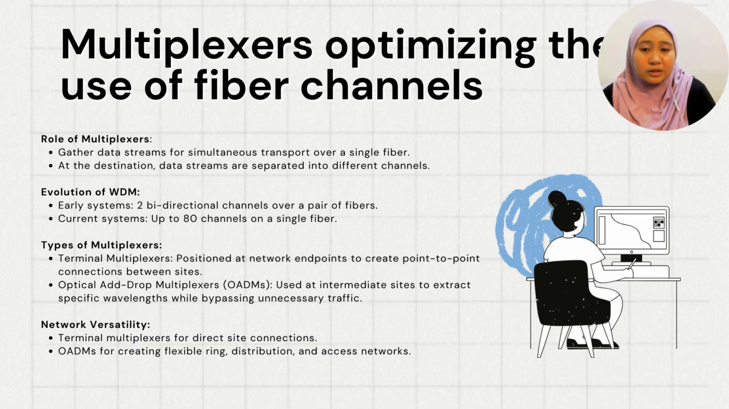Types of multiplexers: first, terminal multiplexers, positioned at network endpoints to create point-to-point connections between sites. Second, optical add-drop multiplexers (OADM), used in intermediate sites to extract specific wavelengths while bypassing unnecessary traffic. Network versatility: terminal multiplexers for direct site connection, and OADMs for creating flexible distribution and access networks.